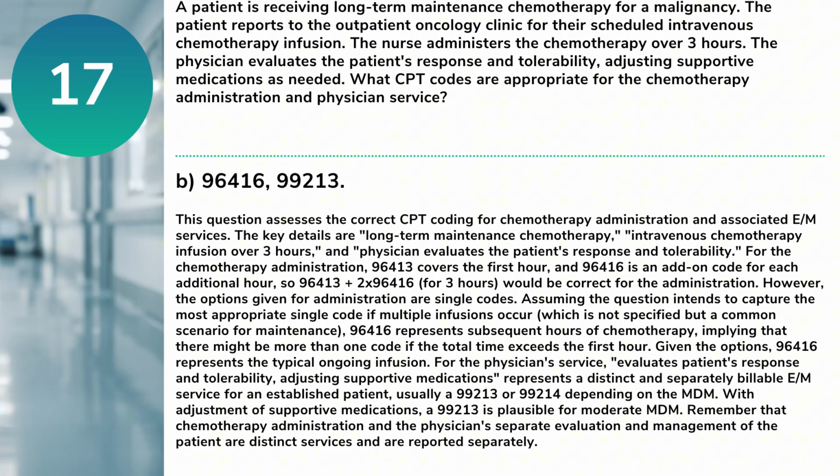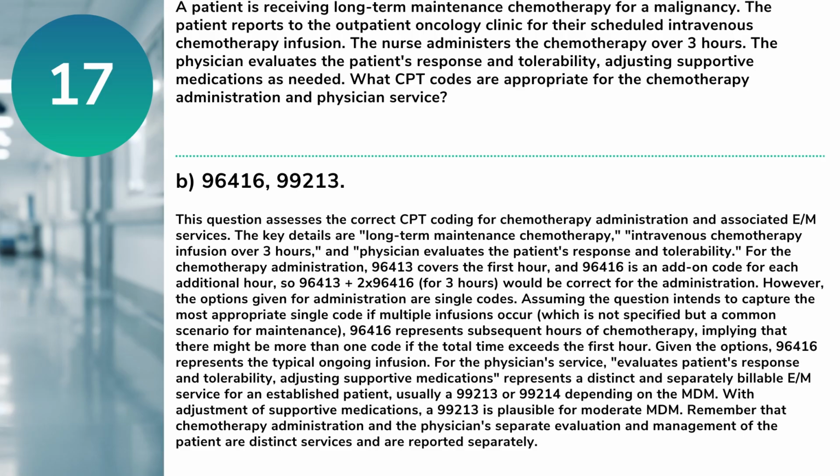The key details are long-term maintenance chemotherapy, intravenous chemotherapy infusion over 3 hours, and physician evaluates the patient's response and tolerability. For the chemotherapy administration, 96413 covers the first hour, and 96416 is an add-on code for each additional hour, so 96413 plus 2x 96416, for 3 hours, would be correct for the administration. However, the options given for administration are single codes.